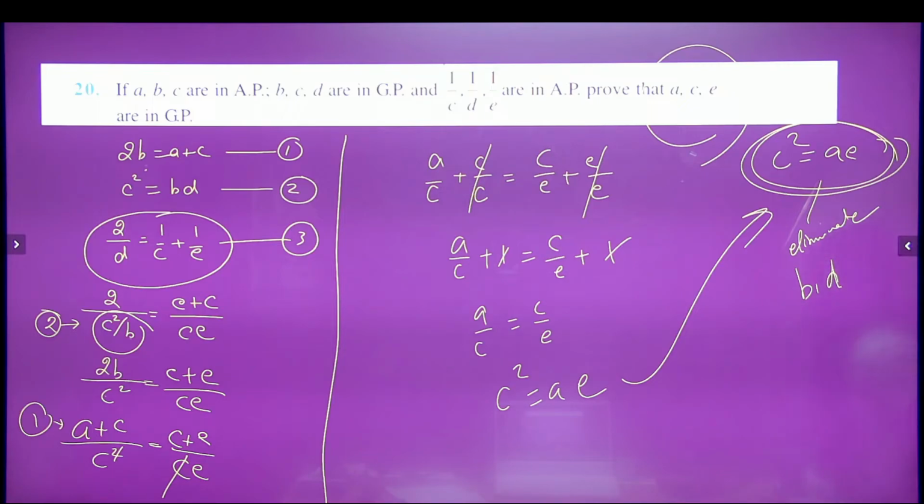Okay, moving on to the next question. The next question is question number 21.